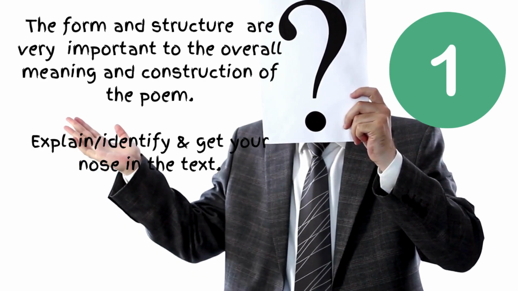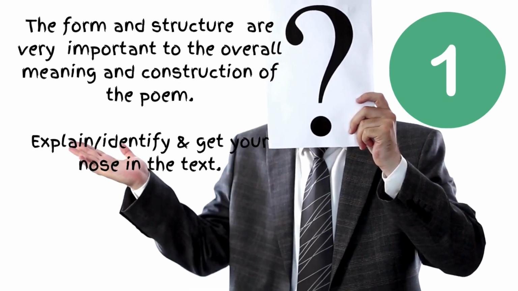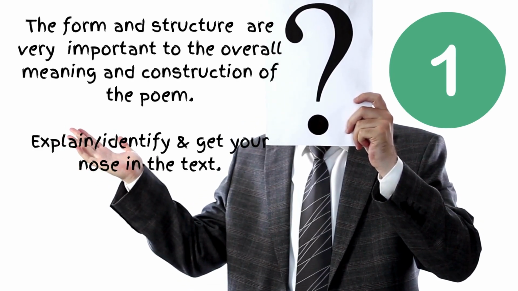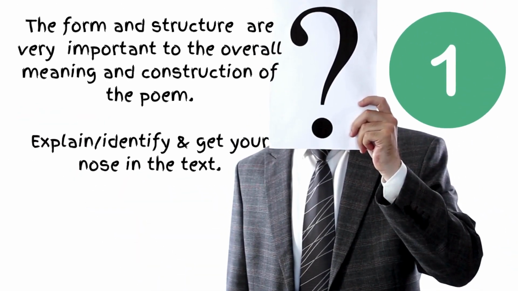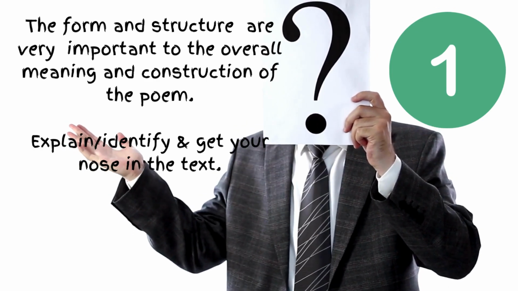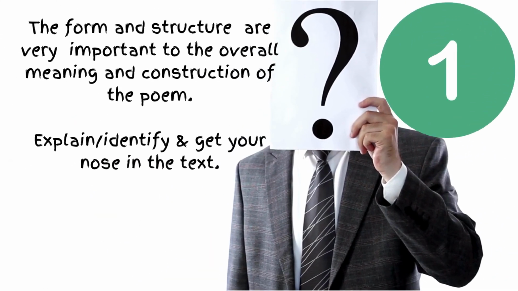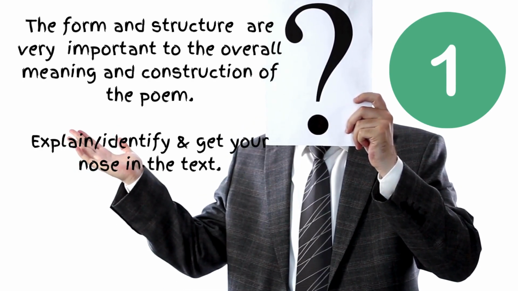So number one, the form and structure are very important to the overall meaning and construction of the poem. Explain and identify and get your nose in the text, right? So the form and the structure is huge in this, right? The kids can't overlook the fact that it's a stanza and it's pretty loaded. So that's kind of a standard question for Ozymandias.